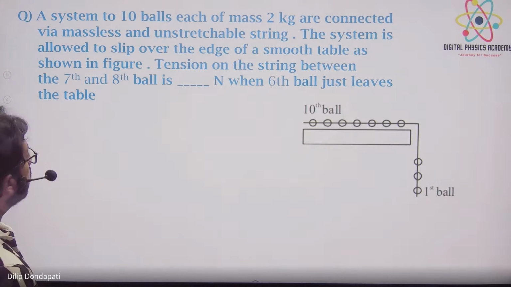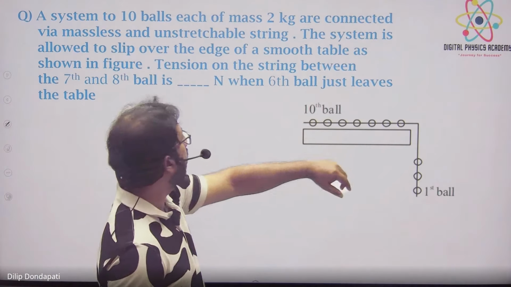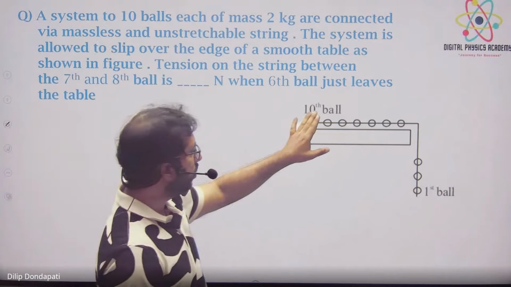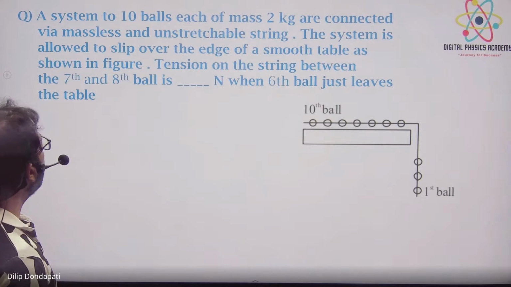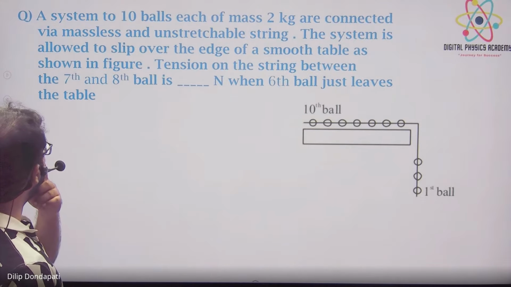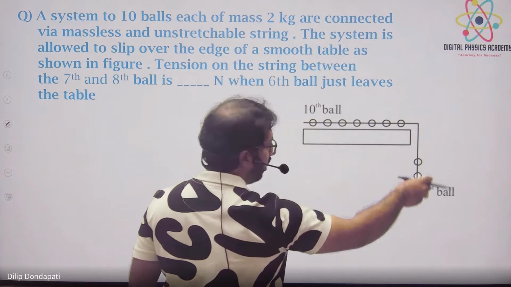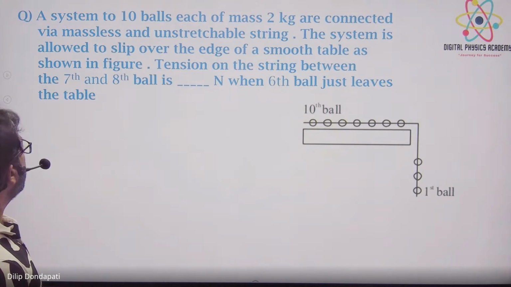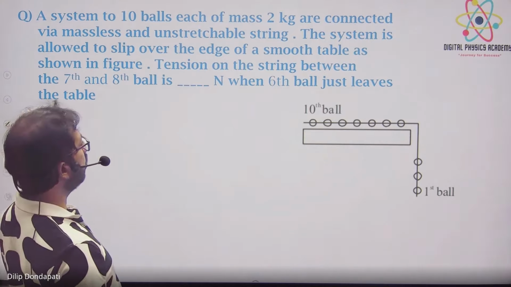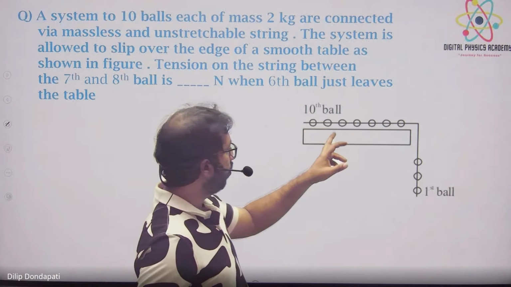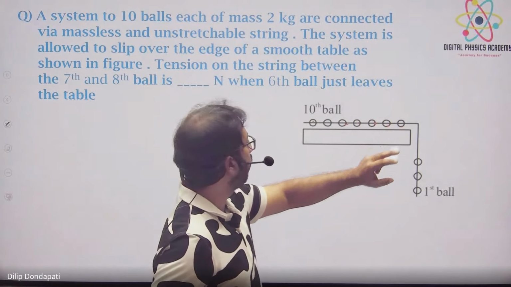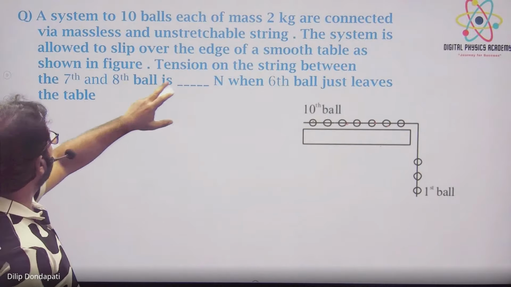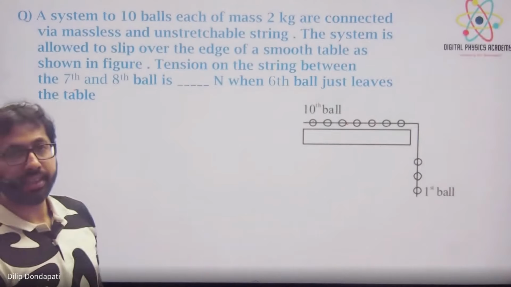System has 10 balls. Just know 10 balls are there. Each of mass 2 kg. Some masses are there. Are connected with a massless and unstretchable string. The system is allowed to slip over the edge of the smooth table as shown in figure. देखो ऐसा slip हो रहा है, नीचे नीचे गिर जा रहा है. Okay. The tension in the string between the 7th and 8th ball is, when 6th ball is just about to leave. देखो 1 2 3 4 5 6th ball. देखो 1 2 3 4 5 6 7th ball. So he's telling the tension between the 7th and 8th ball. 8th and 7th ball के बीच में टेंशन कितना है?